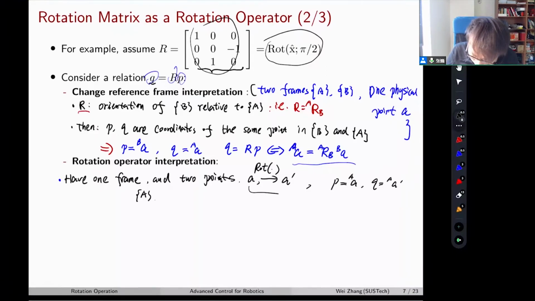So in other words, I would say A prime in A equals the rotation operator. This is a matrix, right? Let's call it R, sorry. This R really means the rotation operator, times A in A.